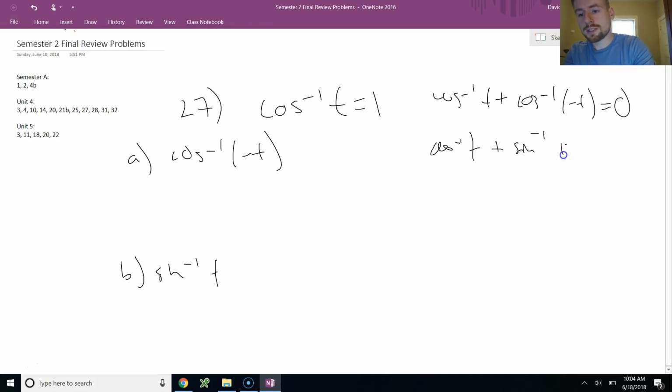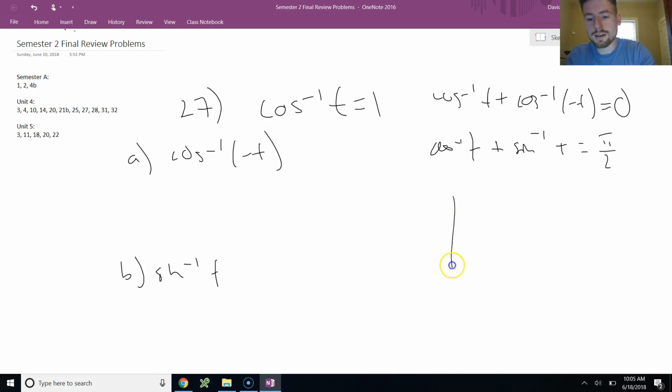Cosine inverse of t plus sine inverse of t add up to pi over 2. So the first one is saying that cosine inverse of t and cosine inverse of negative t are going to be angles that are negatives of each other. And then the second one is saying that cosine inverse of t and sine inverse of t are complementary angles, so they add up to pi over 2.